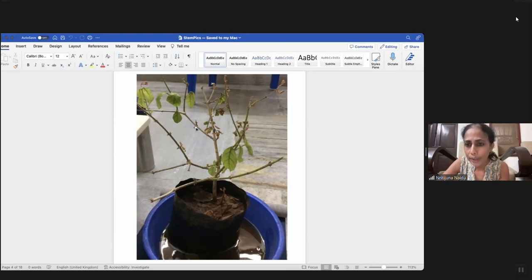Point out to the node. N-O-D-E. Node is the point where the petiole of the leaf is attached to the stem. So somewhere here.